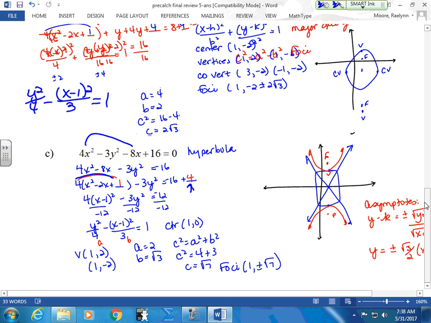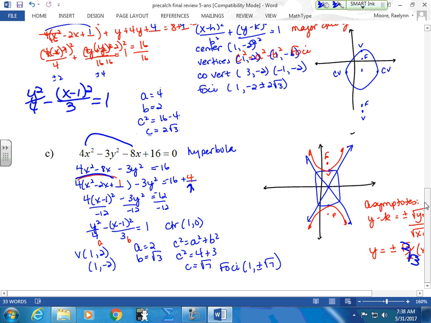Is everybody up to that? Yeah. So where are the asymptotes? Wouldn't it be 2 over radical 3 instead of radical 3? Wouldn't it be 2 over radical 3? Yes. It would be. 2 over radical 3.